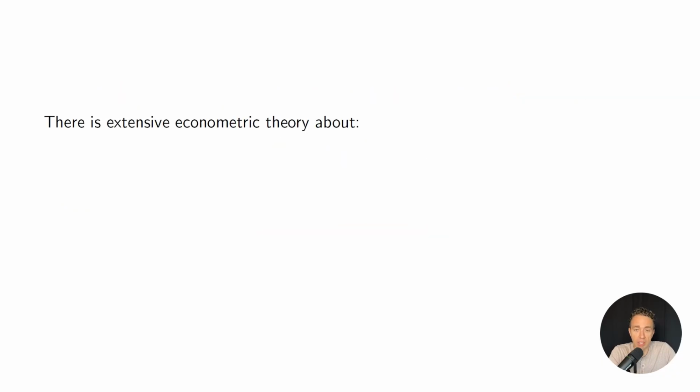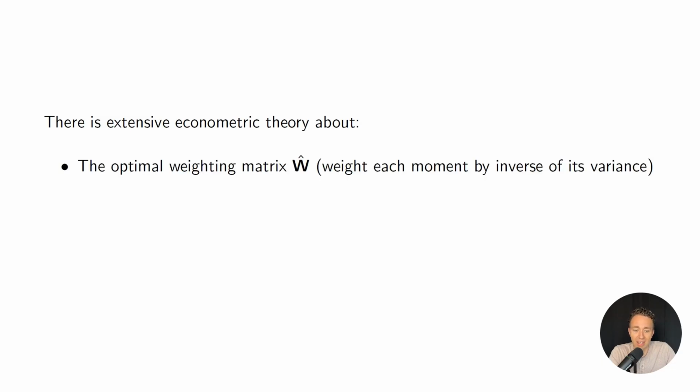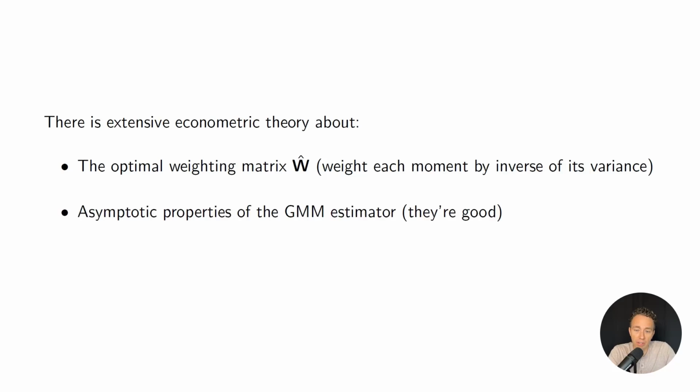As you might have seen in a prior course, there's extensive econometric theory about what the optimal weighting matrix is. In this case, we're going to want to weight each moment by the inverse of the variance. There are also good asymptotic properties of this GMM estimator, especially when using the optimal weighting matrix.